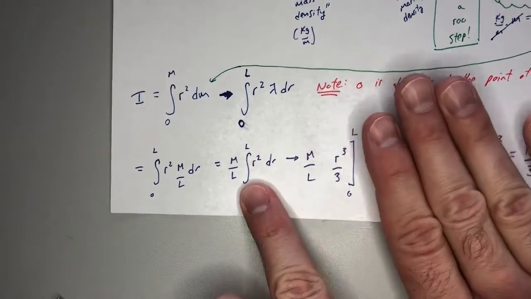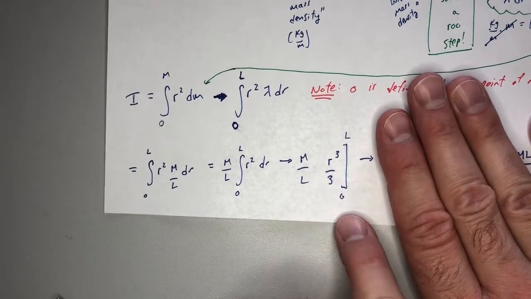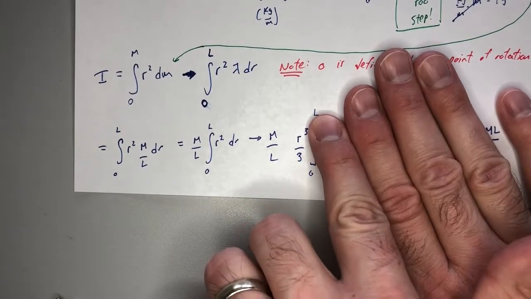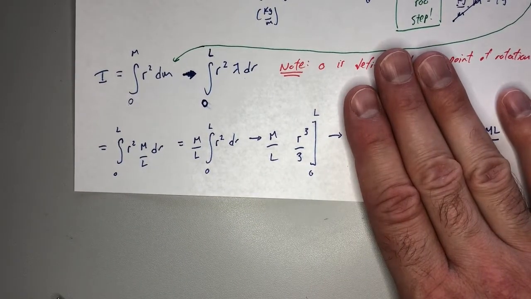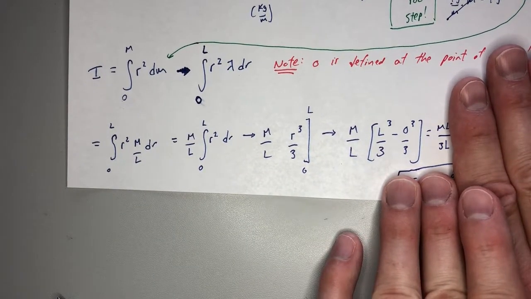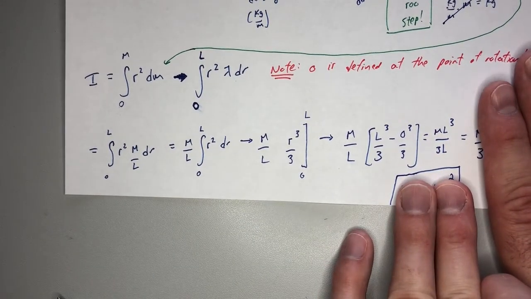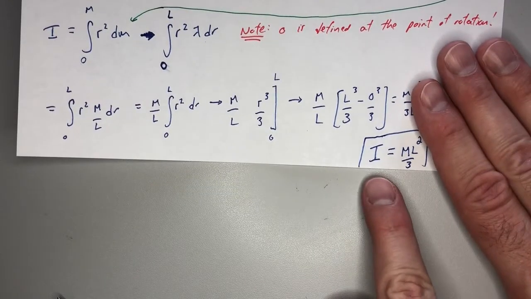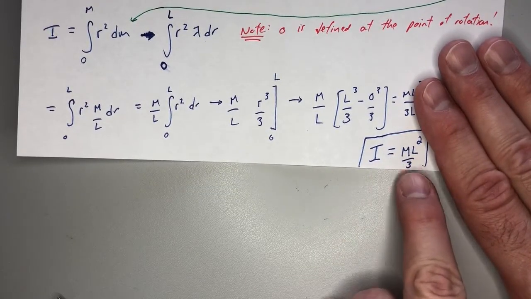It's r cubed over 3. R cubed over 3, evaluated from 0 to L, the end of the board right there. And when you do that, you're going to get something like this. And then you can simplify it down. You get M L cubed over 3L. You simplify that down, and the moment of inertia for this board right here is I equals M L squared over 3.